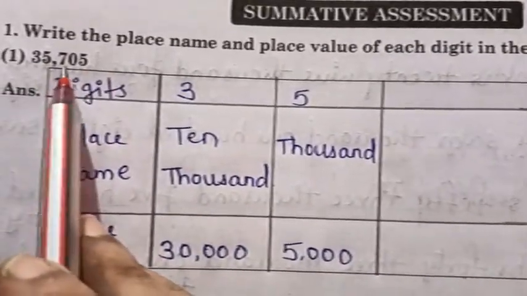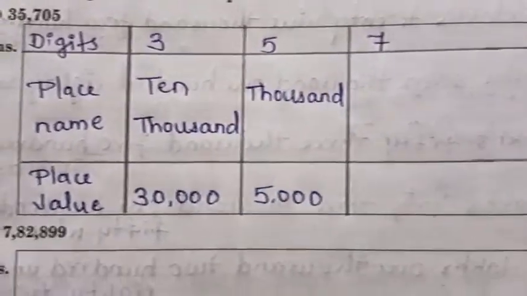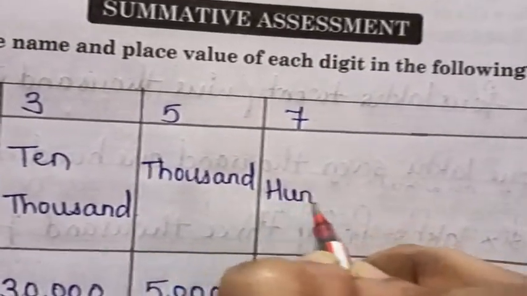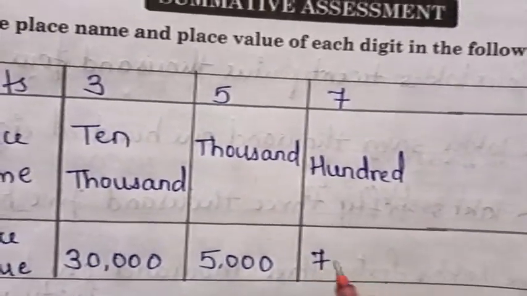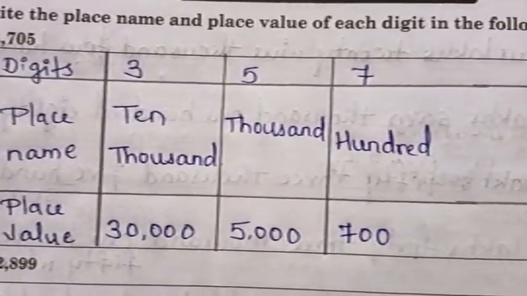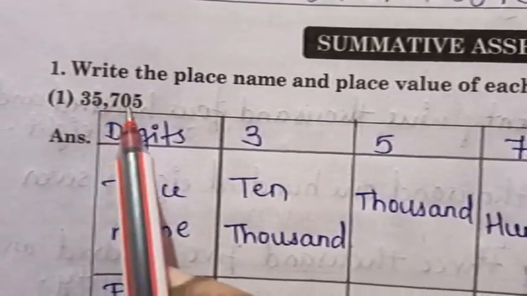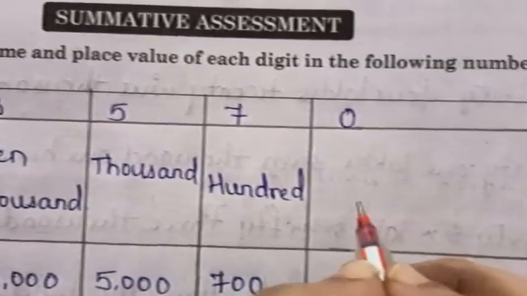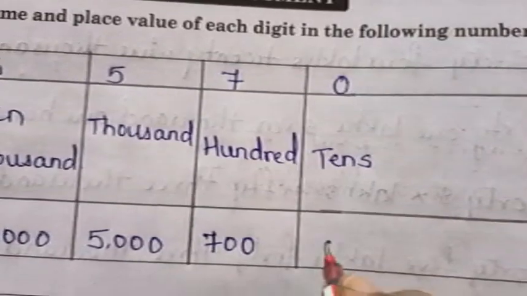The next number is 7, and you will write here 7. 7 is at which place? Hundreds place. So you will write here 100, and then the value is 7 and 2 zeros, 700. Then students, you will draw this line. The next number is 0, and you will write here 0. 0 is at which place? Tens place. So we will write here tens, and its value will be 0 only.